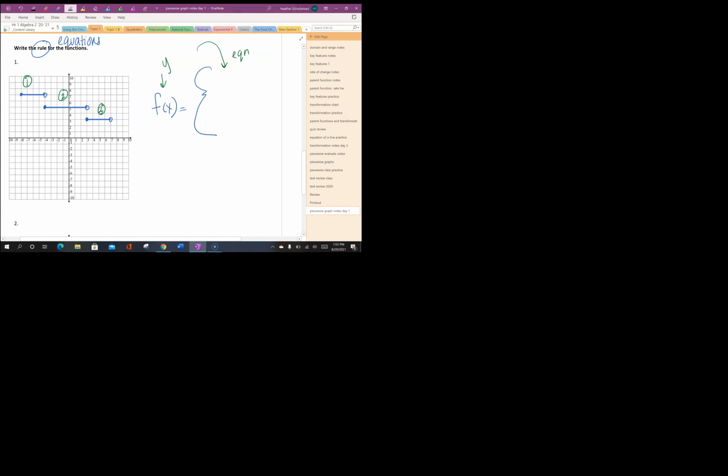So we're going to write the equation first. So let's write the equation. So the first one, it's going to be y equals, wherever it crosses, it's 7. So the y equals 7, and then we're going to do a comma.